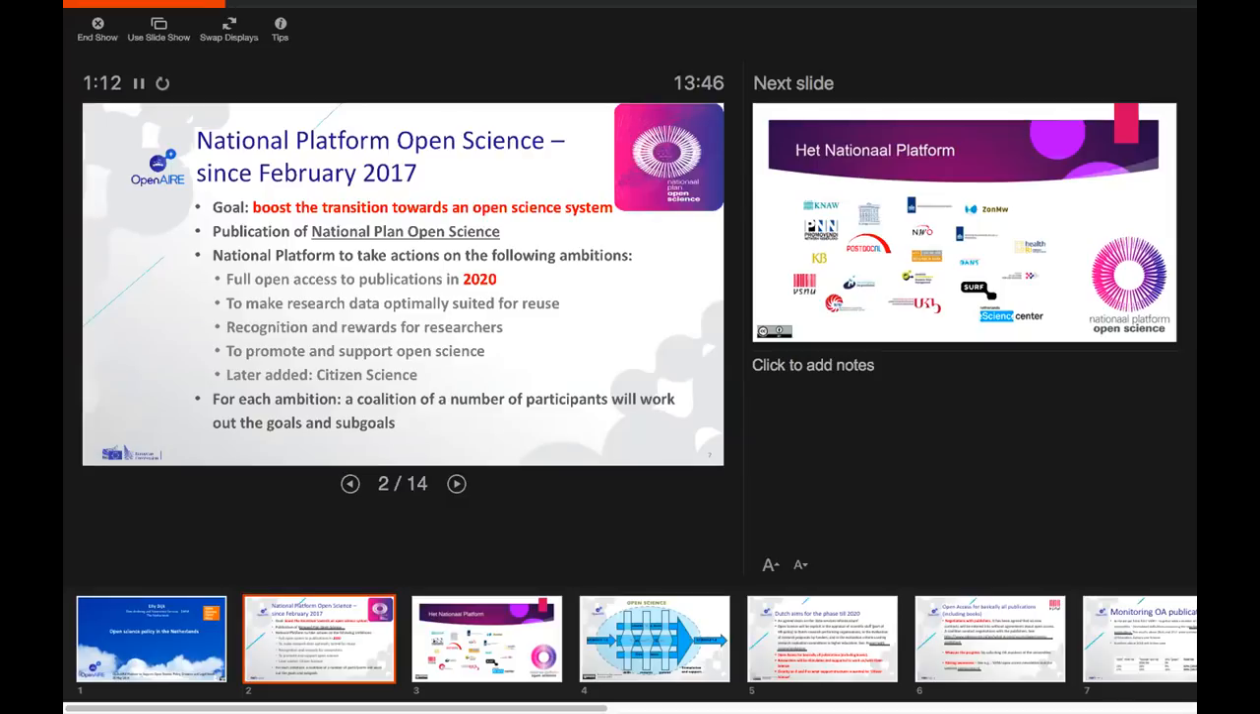There should moreover be a transition to open science, so more than just open access to publications. In 2017, a national platform, Open Science NL, was set up, and this coalition published a national plan for open science. The goal was to boost the transition towards an open science system. In this publication, the platform formulated the following ambitions: full open access to publications in 2020, to make research optimally suited for reuse, recognition and rewards for researchers, to promote and support open science, and later citizen science was added. For each ambition, there was a coalition of a number of participants that will make the plans to reach the goals and the sub-goals.